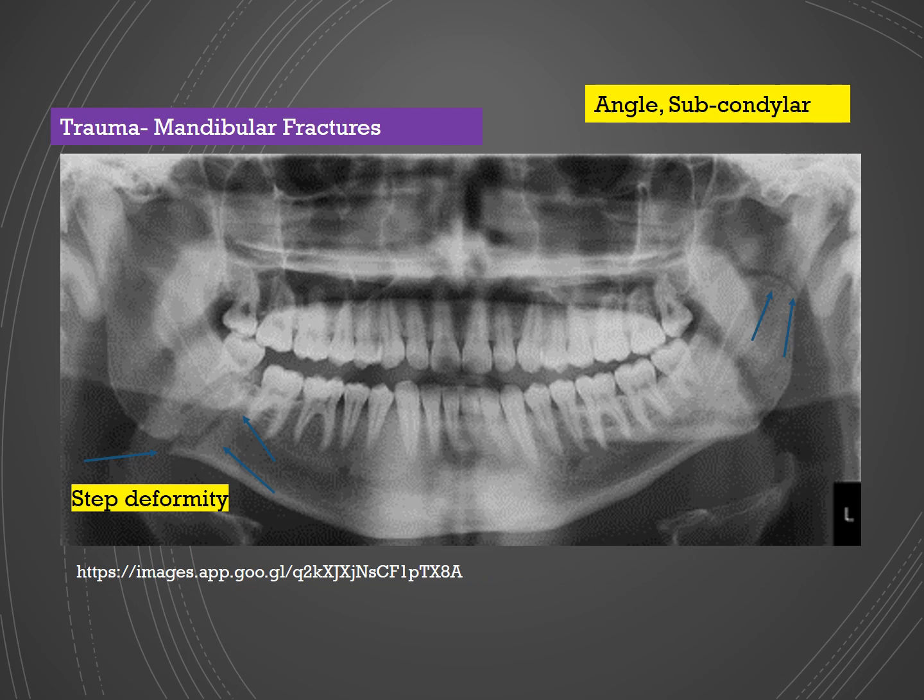Moving on to trauma, panoramic radiographs can be very useful when you're looking at trauma. This is an example of mandibular fracture with angle and subcondylar fractures. The angle fracture is on the right side of the mandible, subcondylar is on the left side. So clinically, if you were to examine this angle fracture, you would be able to palpate a step deformity.